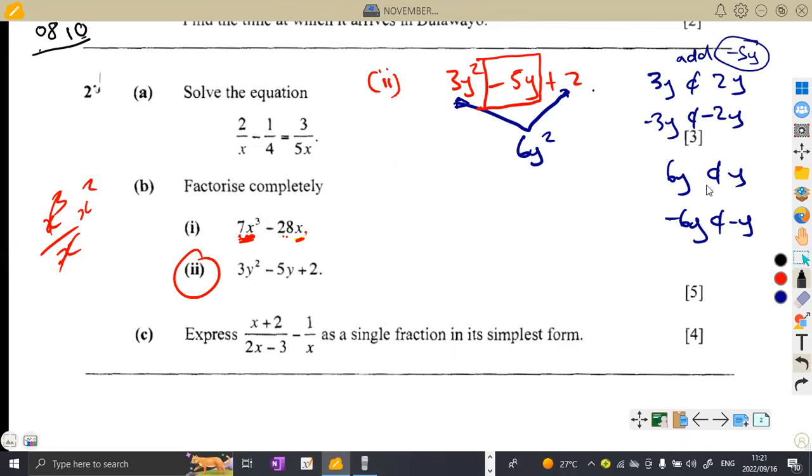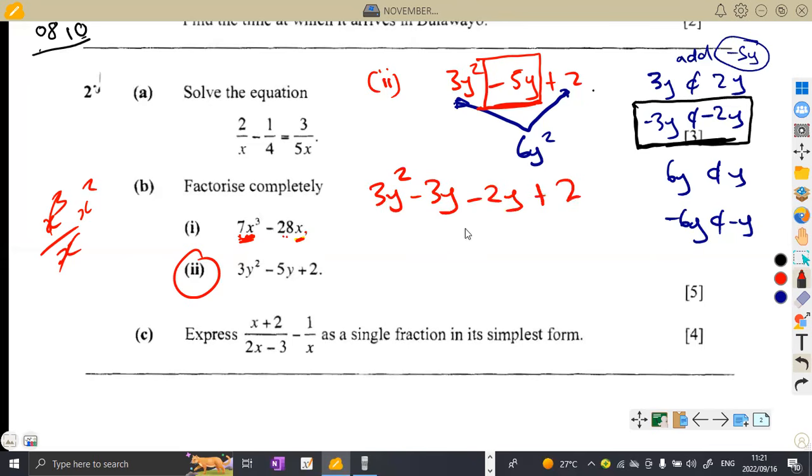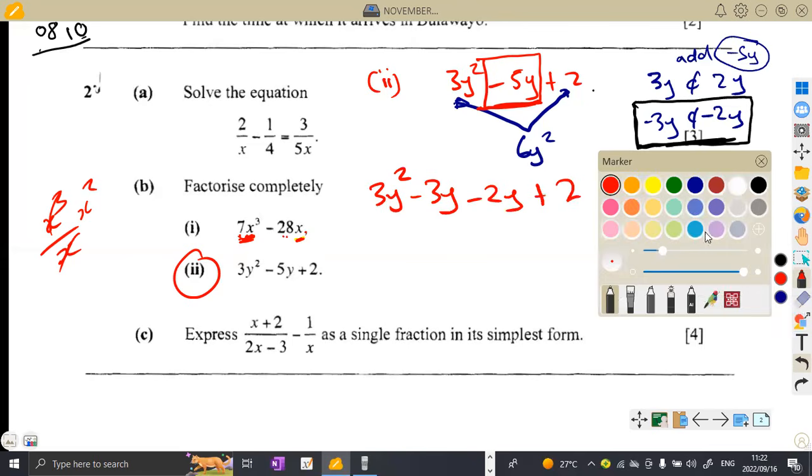As you can see, this is happening on these two: minus 3 plus minus 2, that's minus 5. So these are the two terms that we are going to replace in the middle term. In 3y squared, in place of minus 5y, I'm going to substitute minus 3y minus 2y plus 2. So remember, guys, I told you that at this stage you now have 4 terms.